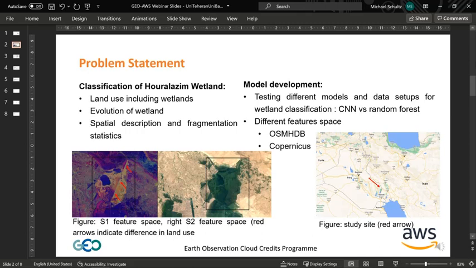And we're wondering how this is impacting the wetland, how we can make use of land use information available to describe the evolution of the wetland. We're trying to do this with spatial descriptions, with descriptive statistics and with fragmentation statistics. Another key aspect that Amazon Web Services allowed us to do is to test different models and data setups, which is essentially also the core of our work. We are exposed here to a certain problem where we are using different setups of feature spaces, different setups of models, and different training data.